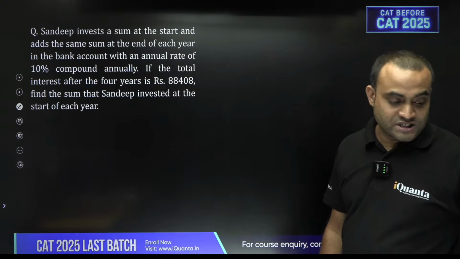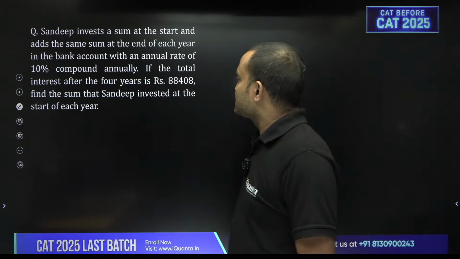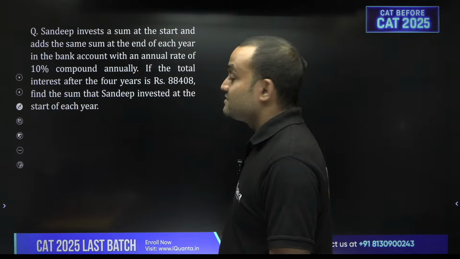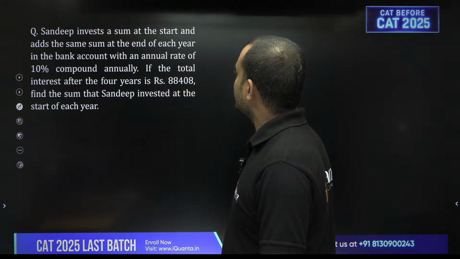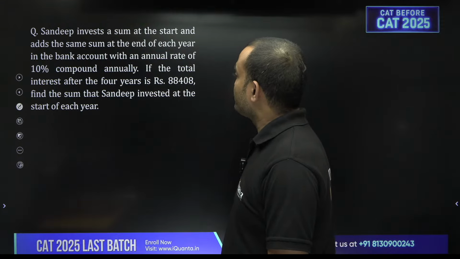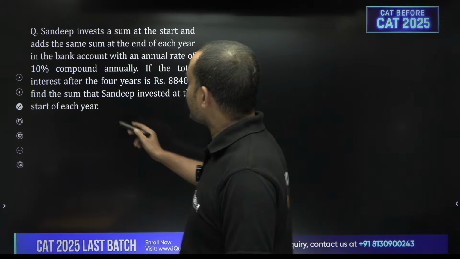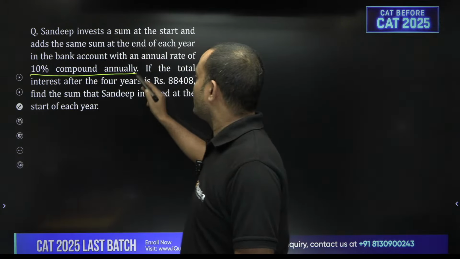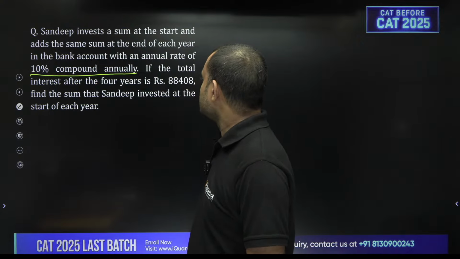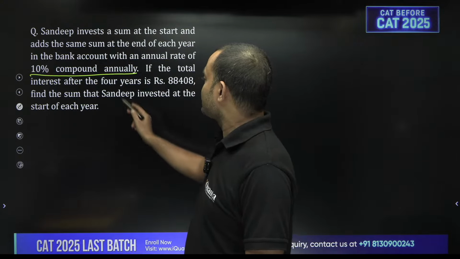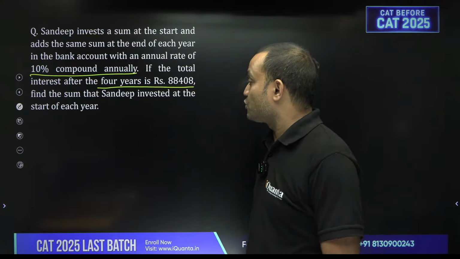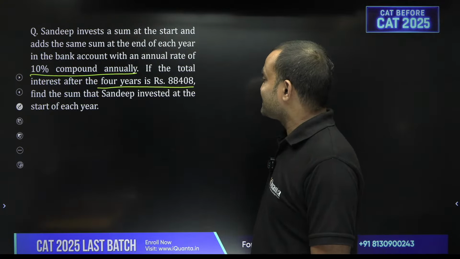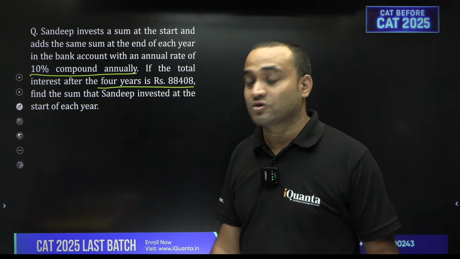Now, in this question it is given that Sandeep invests a sum at the start and adds the same sum at the end of each year in the bank account with an annual rate of 10% compounded annually. If the total interest after 4 years is 88,408 rupees, find the sum that Sandeep invested at the start of each year.